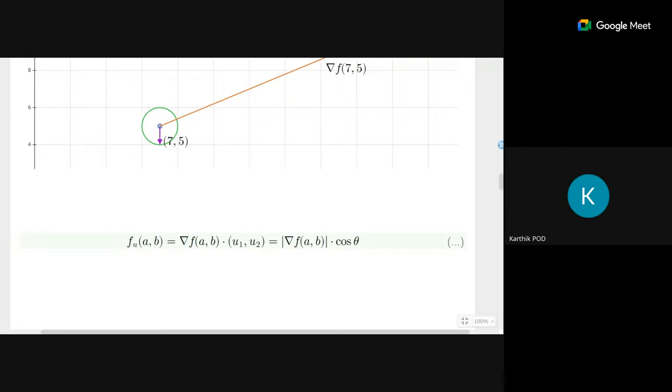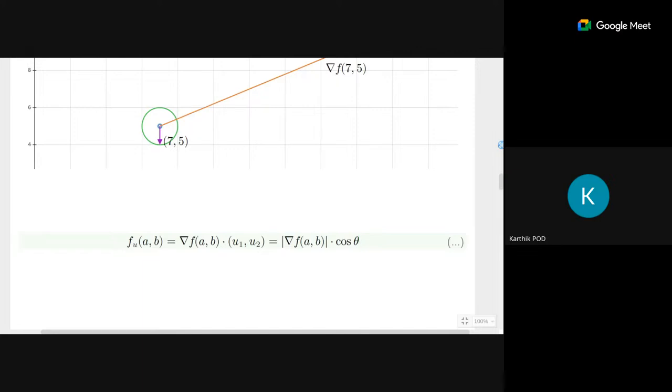Sorry, can you repeat that? We are taking the gradient with respect to the direction of that purple vector, right? Right. And that theta is the angle between the gradient vector and this purple vector.